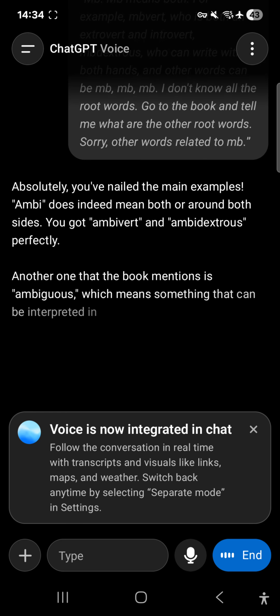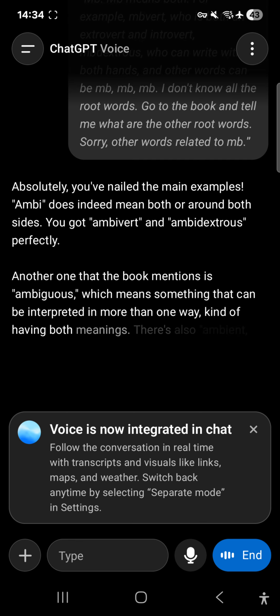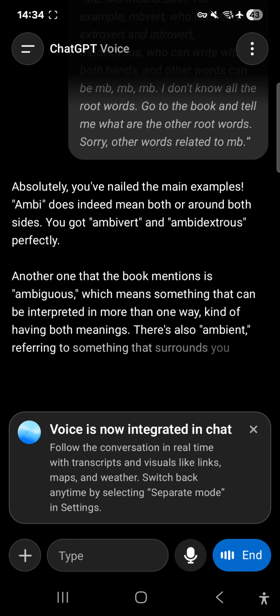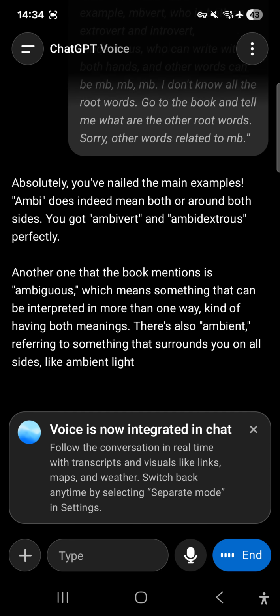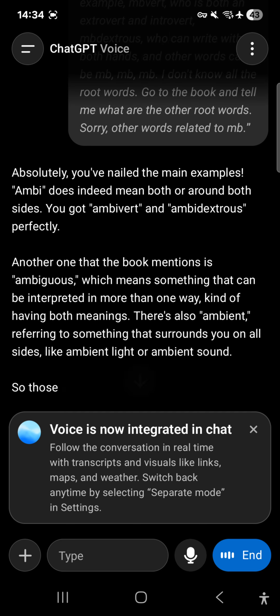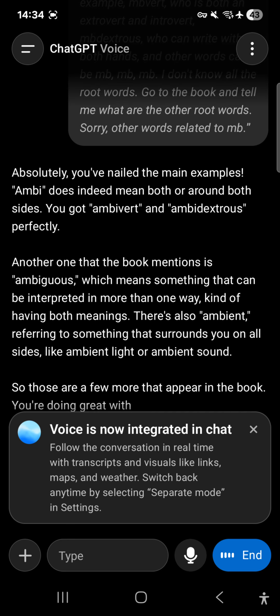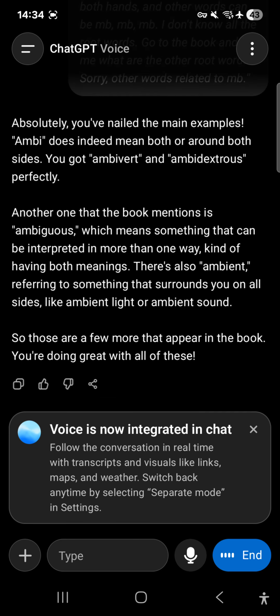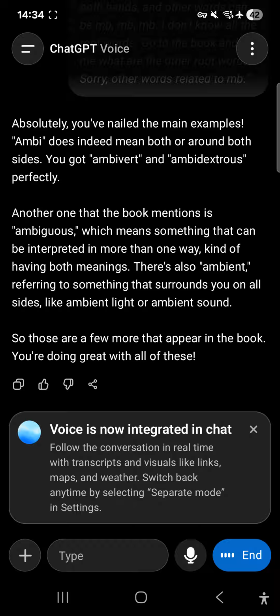Another one that the book mentions is ambiguous, which means something that can be interpreted in more than one way, kind of having both meanings. There's also ambient, referring to something that surrounds you on all sides, like ambient light or ambient sound. So those are a few more that appear in the book. You're doing great with all of these. Go ahead. You don't need to wait for me to ask. You can directly continue asking other root words after finishing one.